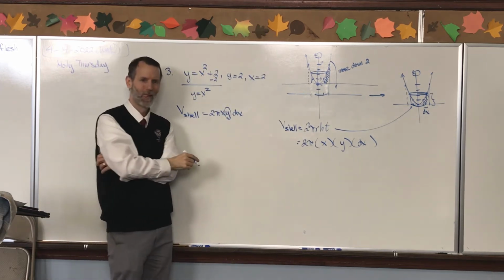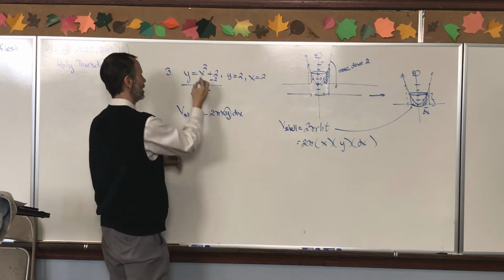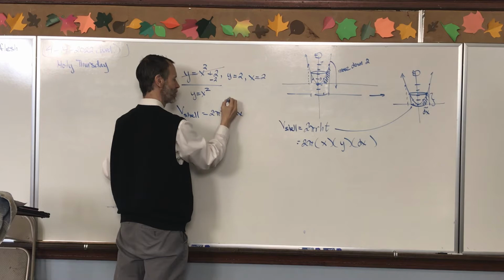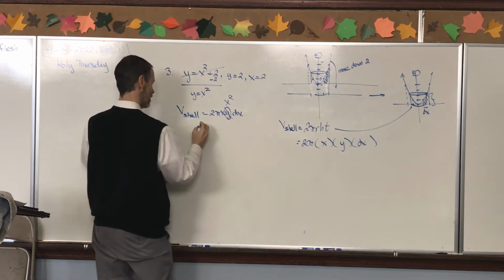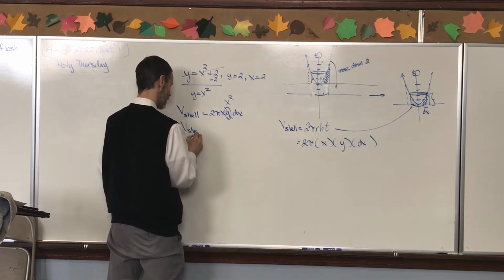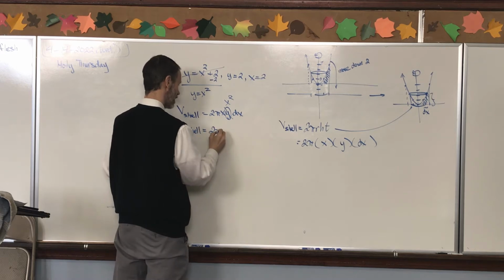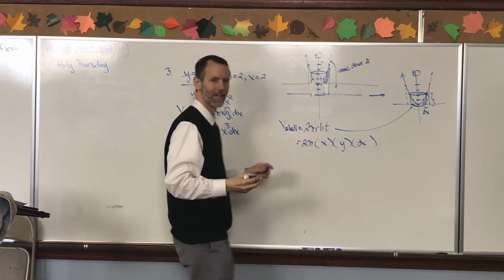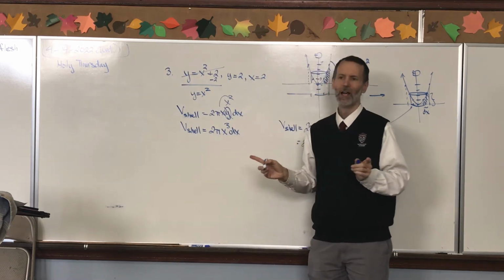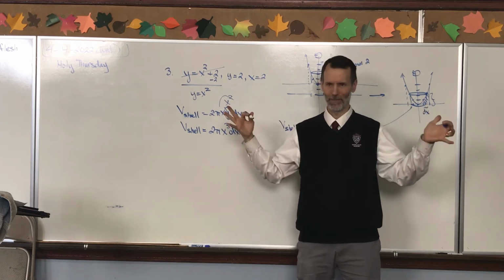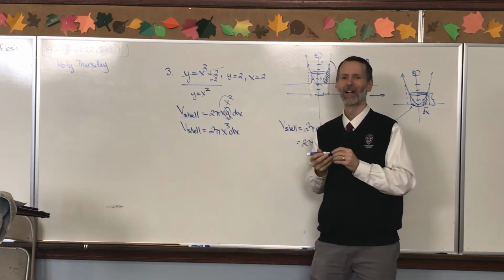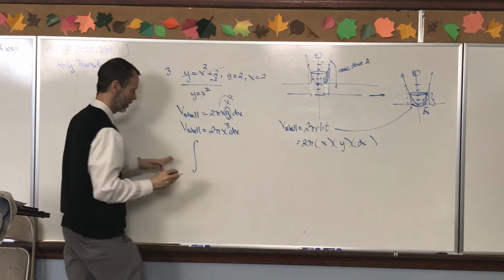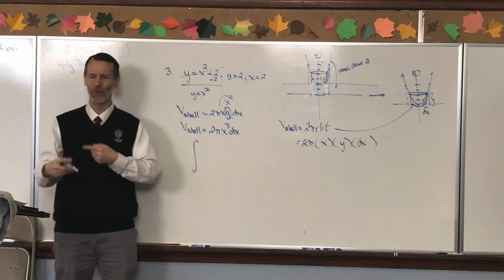We have y equals x squared now. This one we threw out. Here's the new function. I'm going to replace this with x squared. Give me the new formula now. 2 pi x cubed dx. Excellent. Now we're ready to go. How do you get the entire volume? I take the integral. Integral, correct.